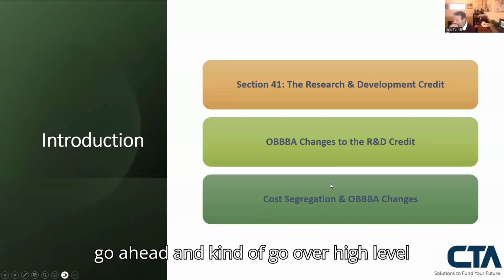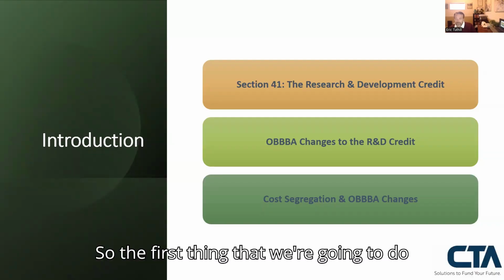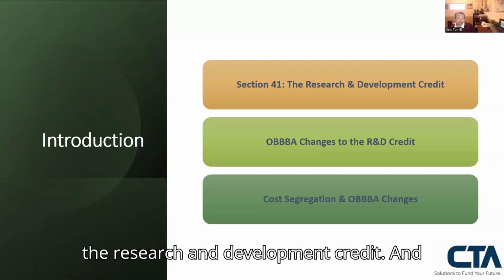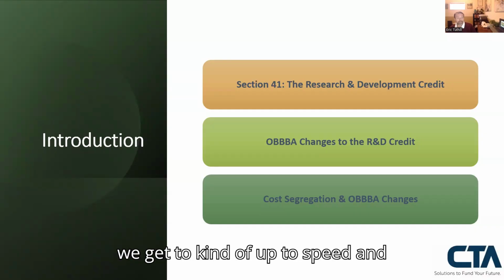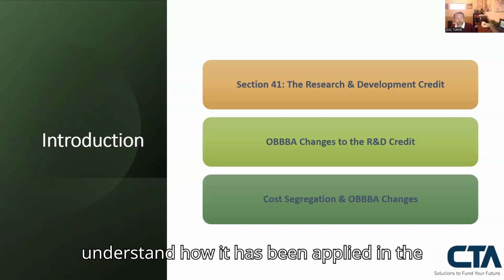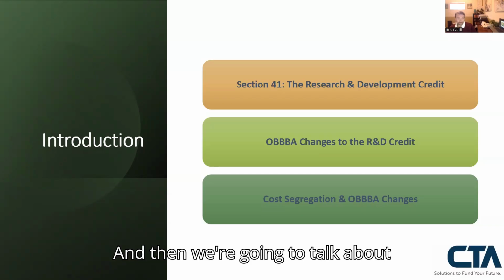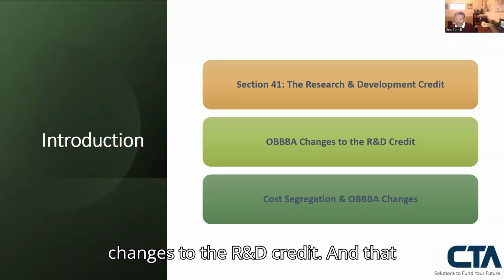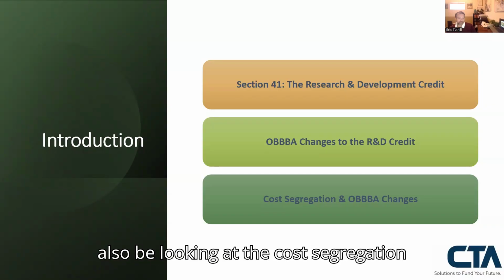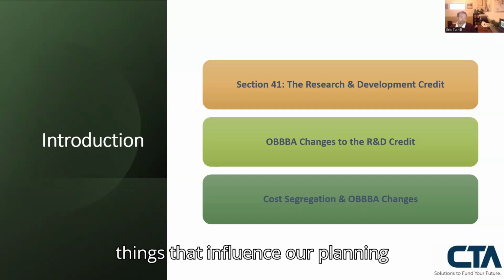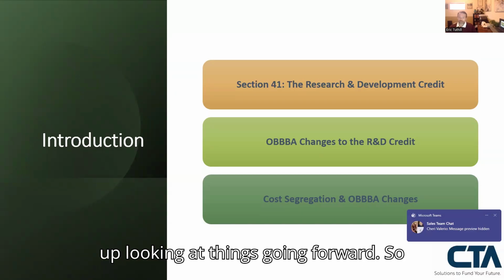With that being said, we'll go over at a high level what we're going to try to cover today. The first thing is we're going to look at Section 41, the research and development credit, and do a bit of a dive on just what the R&D credit is. That way we get up to speed and understand how it has been applied in the past, how it's currently being applied, and how it will be applied going forward. Then we're going to talk specifically about the OBBBA changes to the R&D credit. We'll also be looking at cost segregation and the OBBBA changes, so the things that influence our planning opportunities and how we're going to end up looking at things going forward.